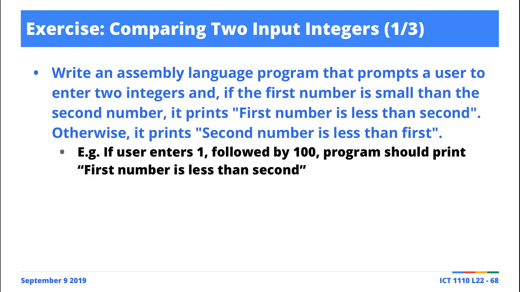that we've covered before. Let's say we are asked to write an assembly language program that prompts a user to enter two integers, right? So you enter maybe 0 and 1 or negative 1 and 2. And if the first number is less than the second number, you print first number is less than second. If the second number is less than the first number, you print second number is less than first. Very simple thing. Question is, how do we go about implementing this?